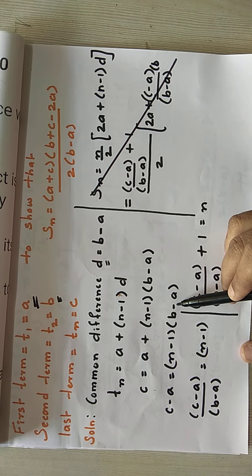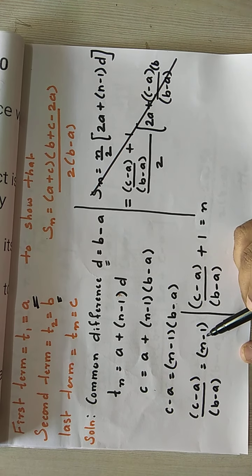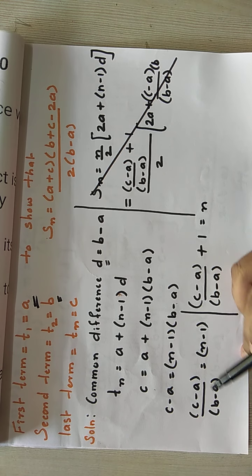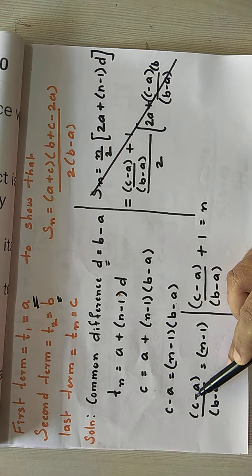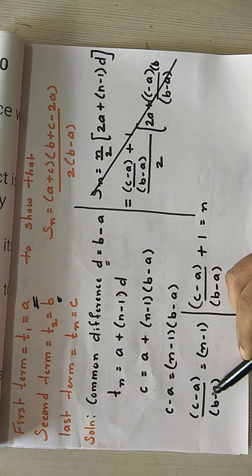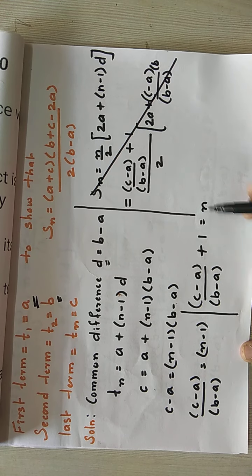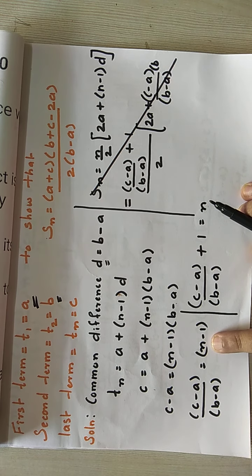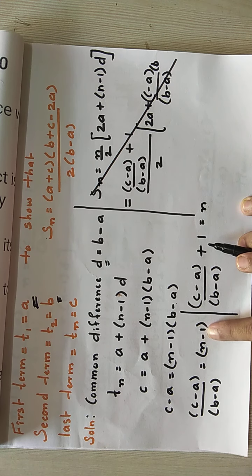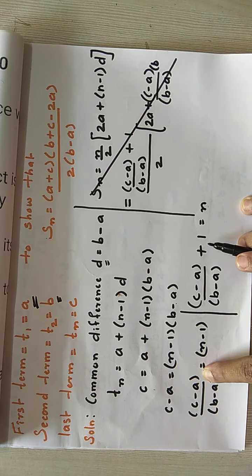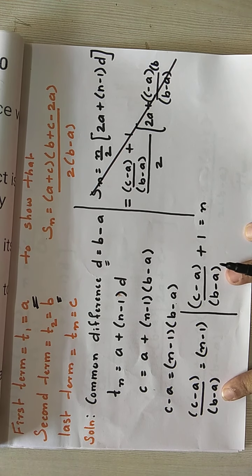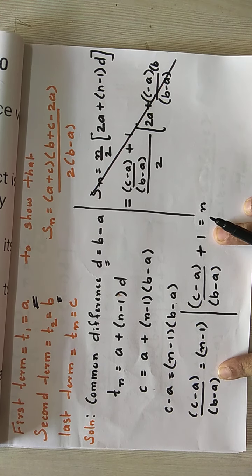Now n minus 1 remains on one side and this binomial B minus A goes on the other side. So it becomes C minus A upon B minus A. So n minus 1 is C minus A upon B minus A, and if I want only n, this minus 1 will go on the other side and will become plus 1. So n will be C minus A upon B minus A plus 1.